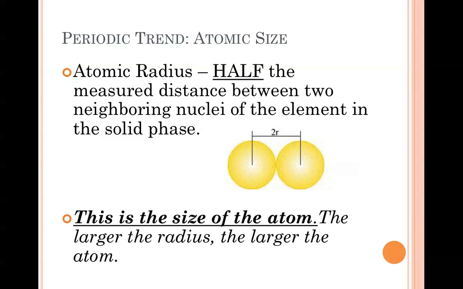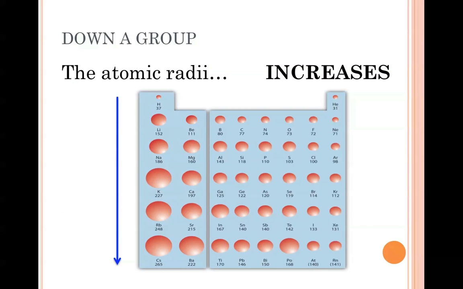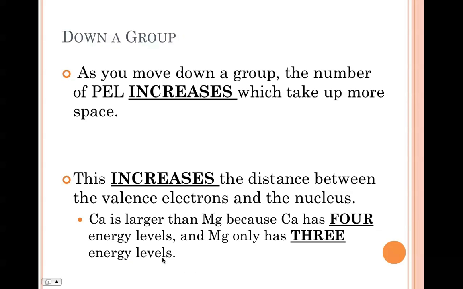Now, how we measure the atomic radius is by measuring half the distance between two neighboring nuclei of the element in the solid phase. And so we're able to then use the neighboring nuclei to determine the radius of one. When we talk about atomic radius, we're talking about the size of the atom. So the larger the radius, the larger the atom. Okay, so as we go down a group, the atomic radii is going to increase. And you can see as we move from lithium down to cesium, we have a larger atomic radius.